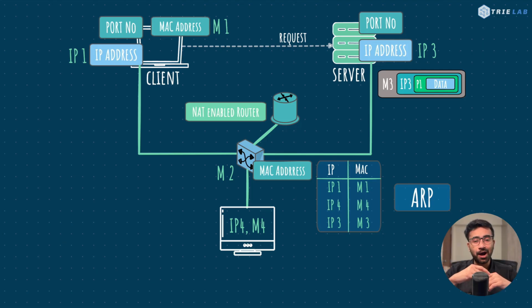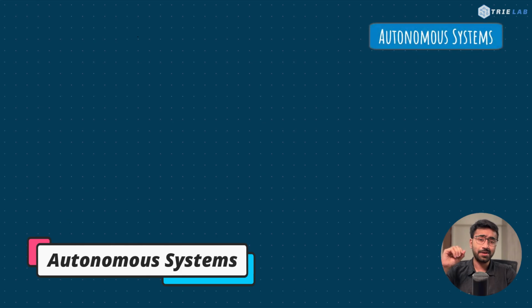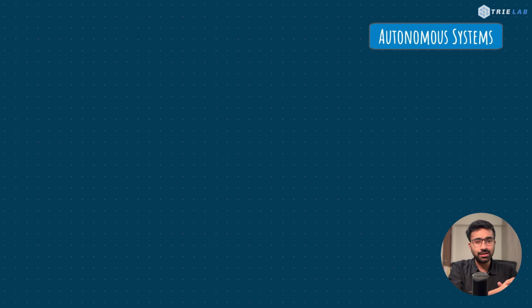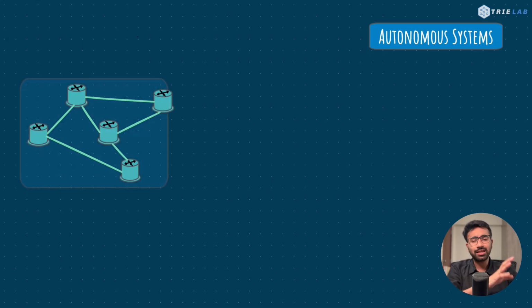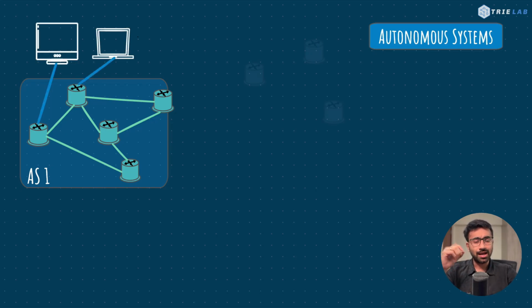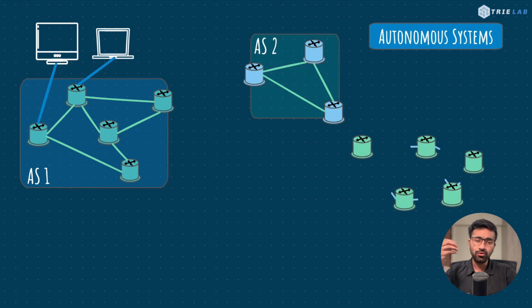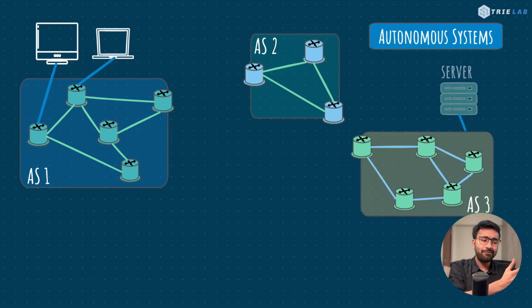Now let's understand how the data packet actually flows through the internet. Before that, we need to understand what autonomous systems are. The entire internet is divided into multiple individual network segments called autonomous systems, which are nothing but a bunch of routers interlinked with each other. And your client will obviously be part of one of them. Now there can be other autonomous systems designated here by AS1, AS2 and AS3. Say for example the server is connected to AS3 while your clients are in AS1.